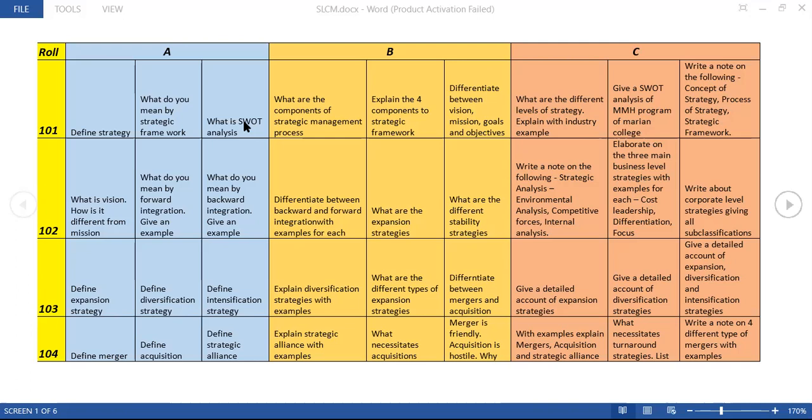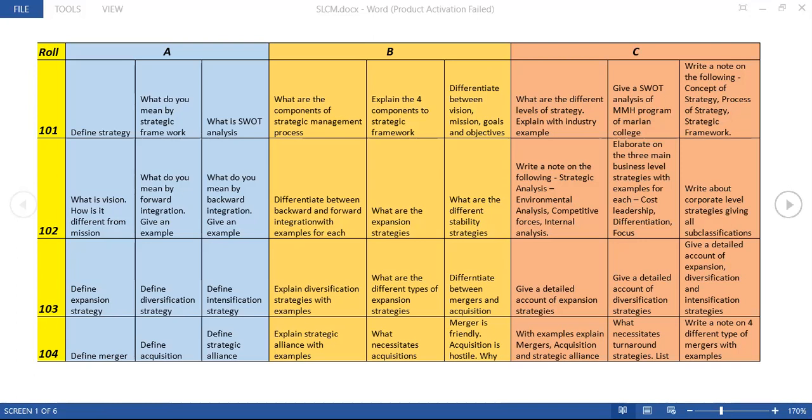Then to the next part, roll number 2. What is vision? How is it different from mission? Then forward integration, backward integration, expansion strategies, stability strategies, environment analysis, competitive forces, internal analysis, cost leadership, differentiation, focus, etc. Such things we have learned using the Strategic Leadership and Change Management notes. The first module notes we have learned with it.